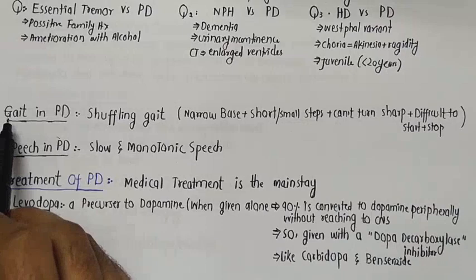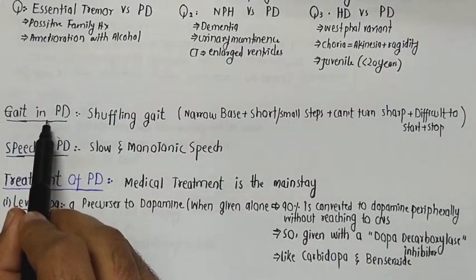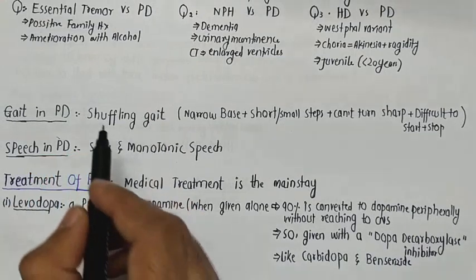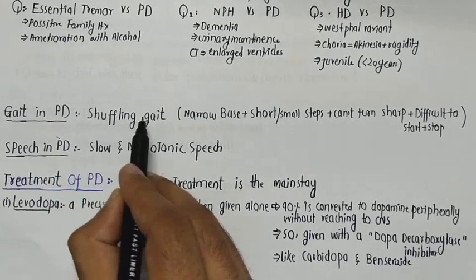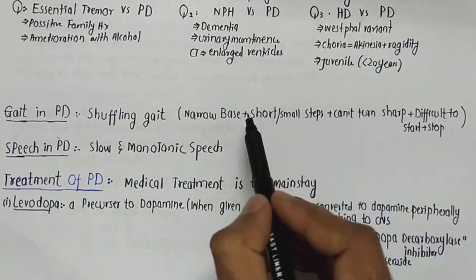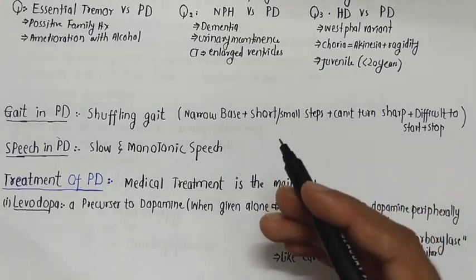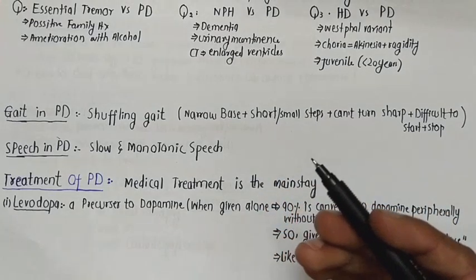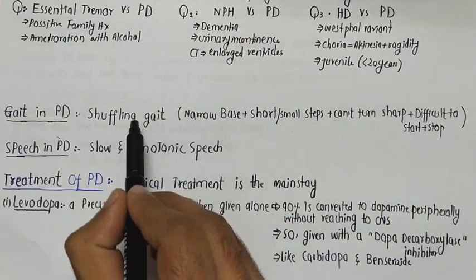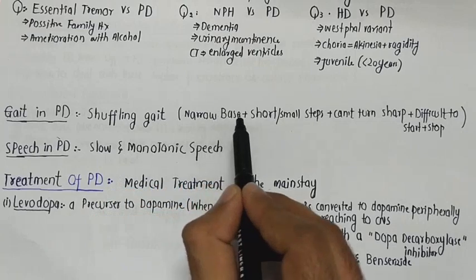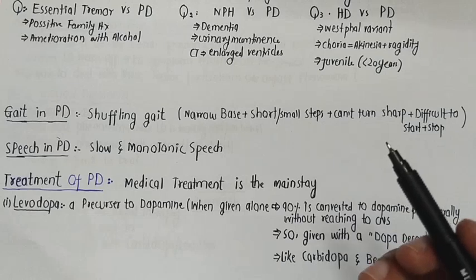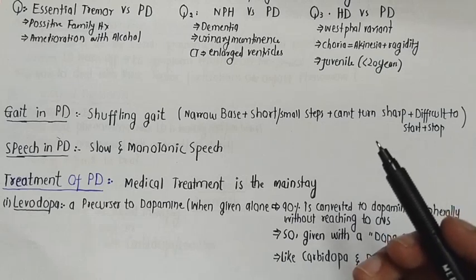Now let's talk about what happens to gait in Parkinson's disease. There is a classical gait type in Parkinson's disease which is called shuffling gait. A shuffling gait consists of a narrow base and short or small steps. The patient cannot turn sharply, and it is very difficult to start and stop the movement. So this is the classical description of the shuffling gait.